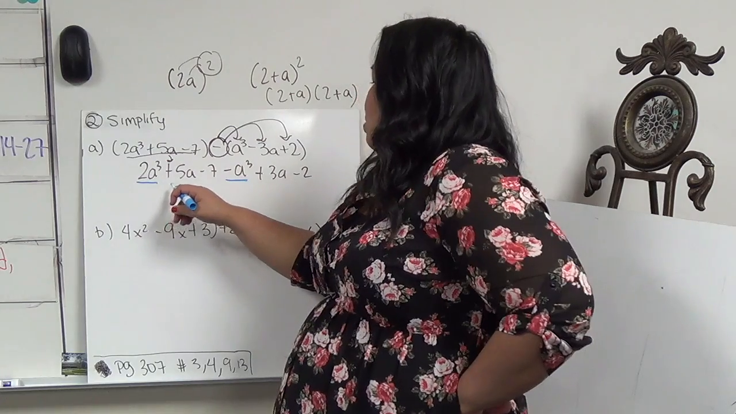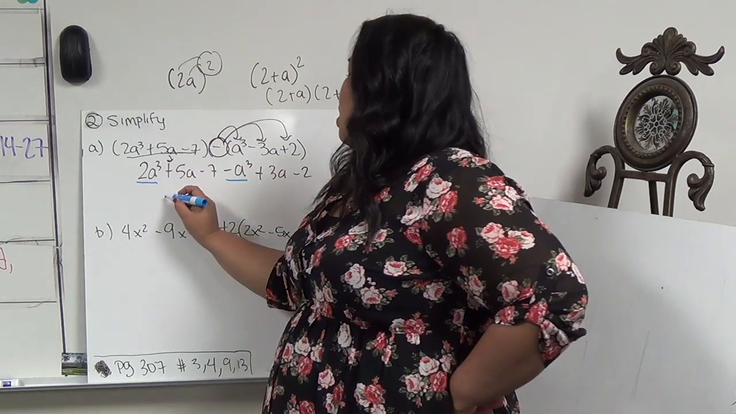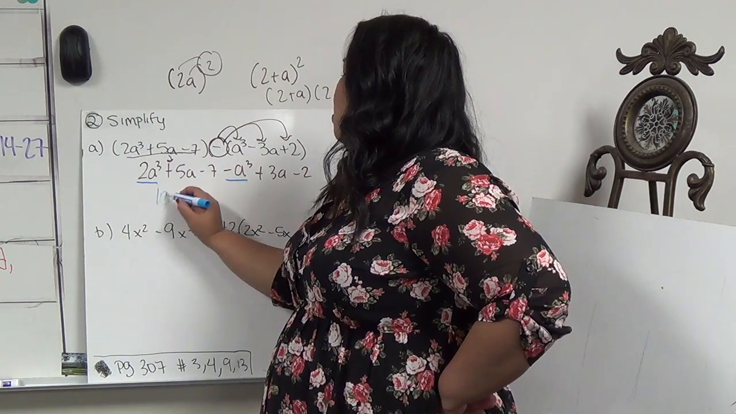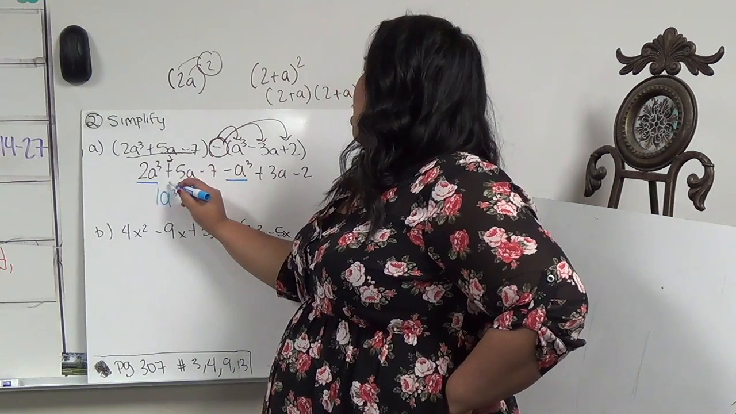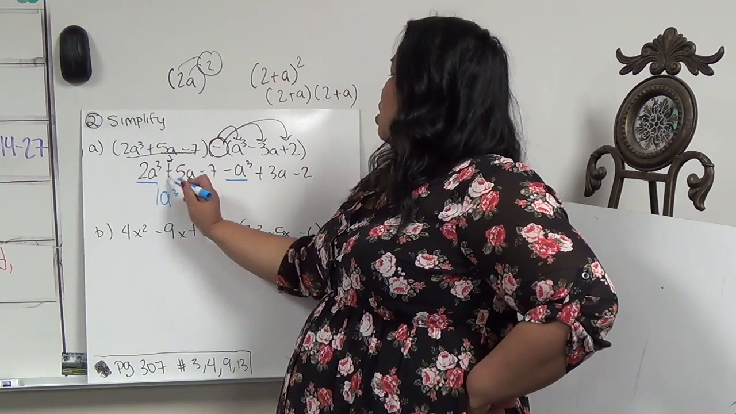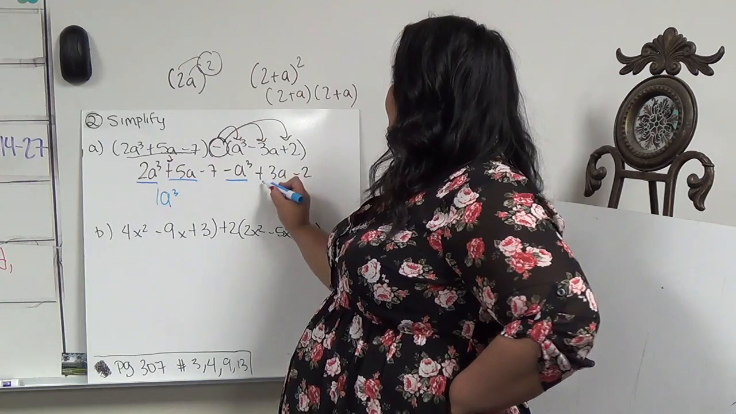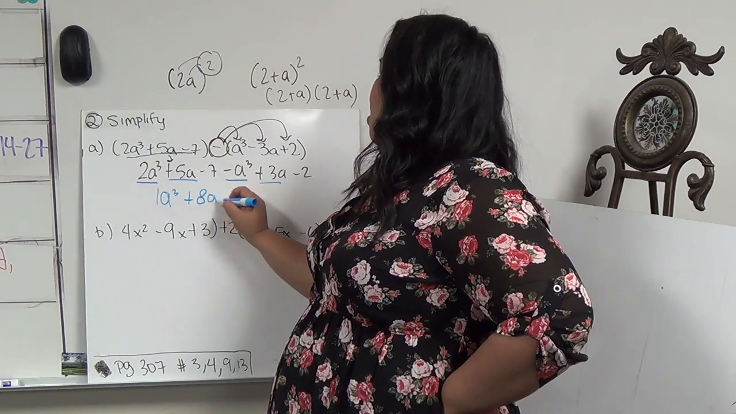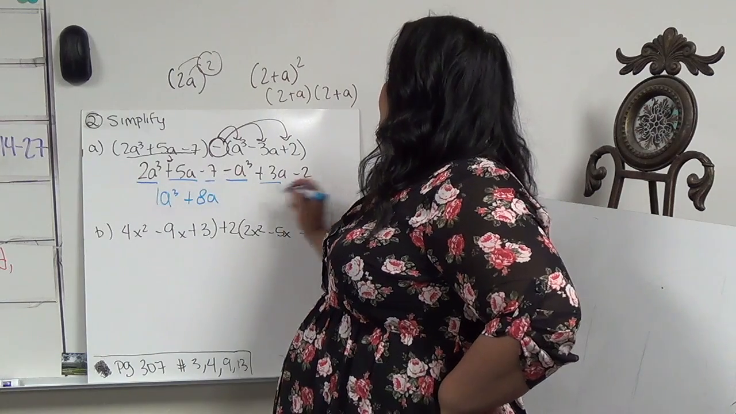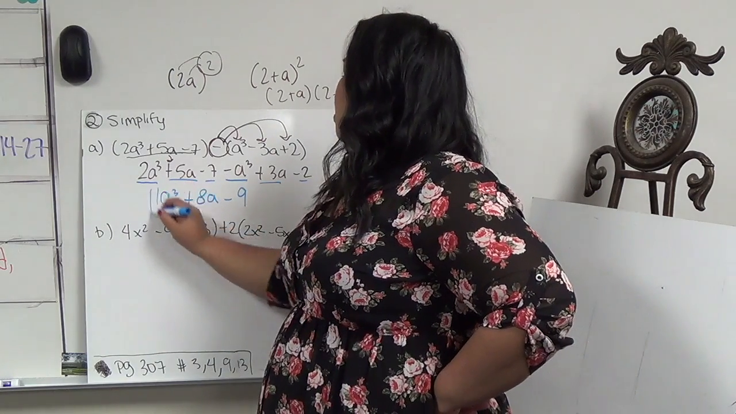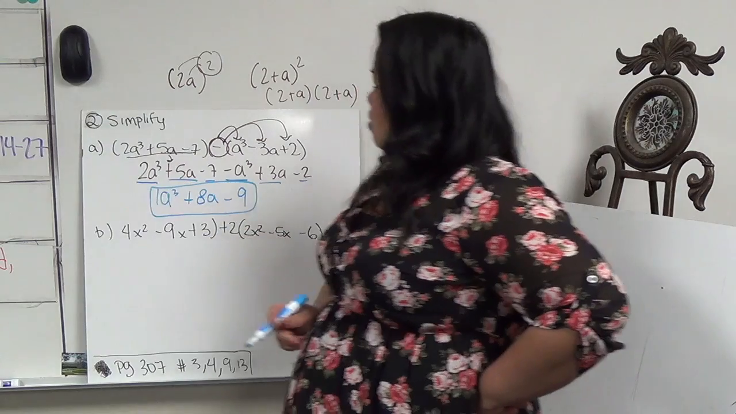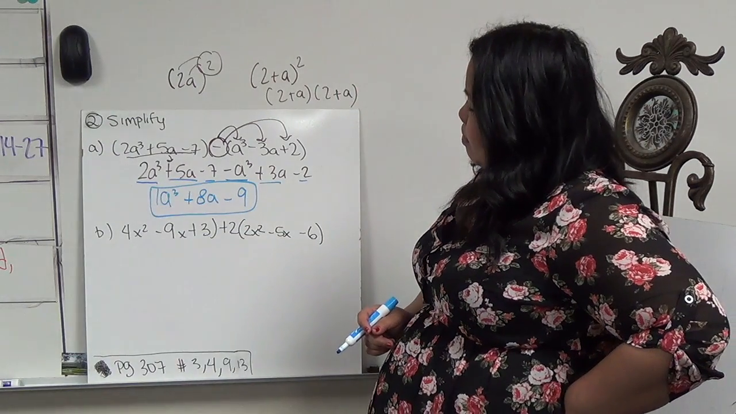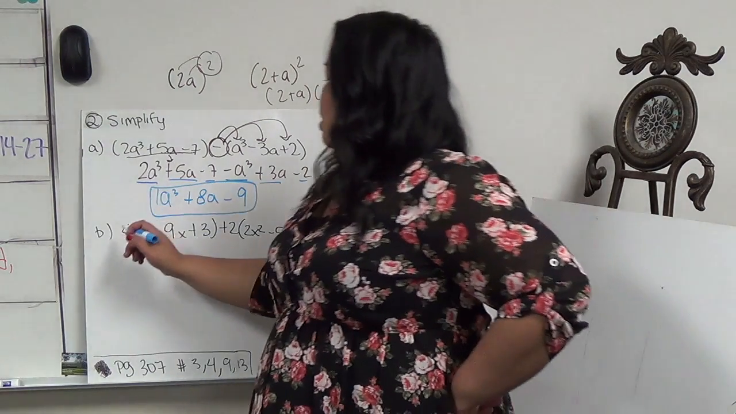So 2a cubed minus a cubed gives me just 1a cubed. Okay. I don't have any a squared, so let's move to 5, just a's. So positive 5a, positive 3a's plus 8a, and then negative 7 minus 2 is minus 9. Okay? So the next one is the same thing.